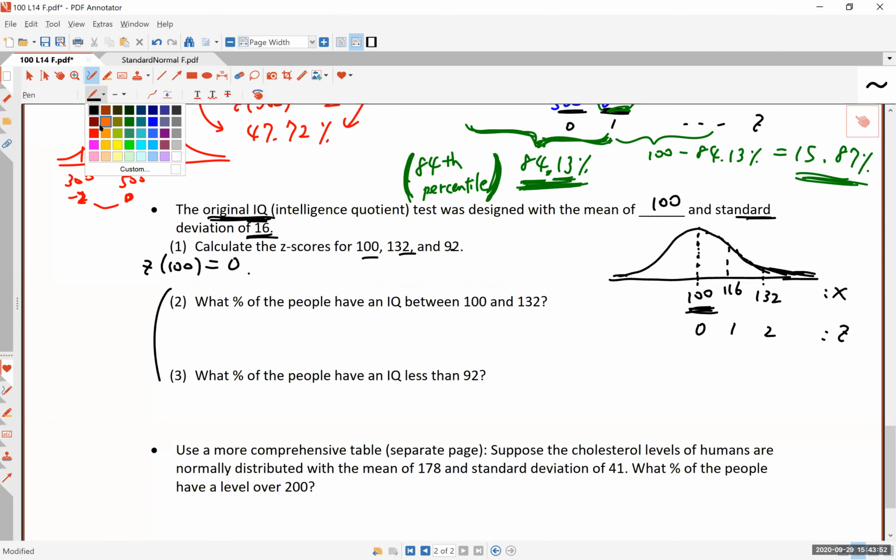Okay, so hopefully you can figure this out. I've already started to write this, but the Z score corresponding to the X score of 132 is exactly 2. If you want the formula, you subtract the mean from it and divide by 16, because that's the standard deviation.